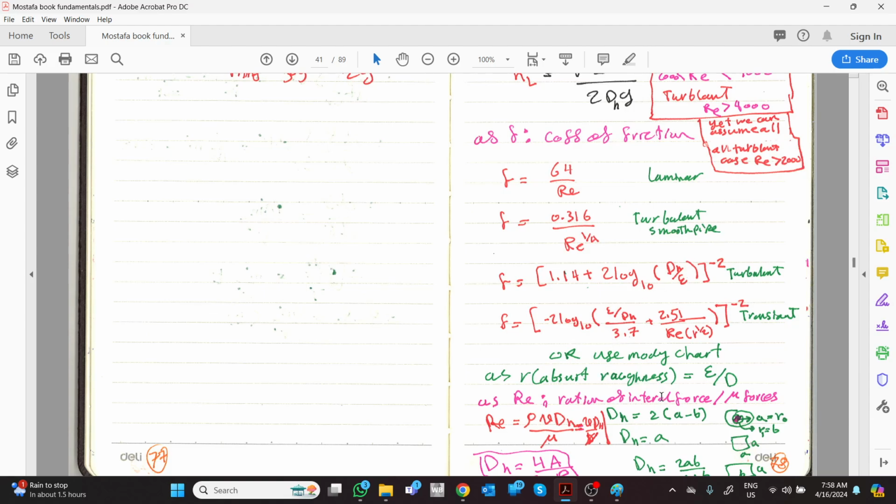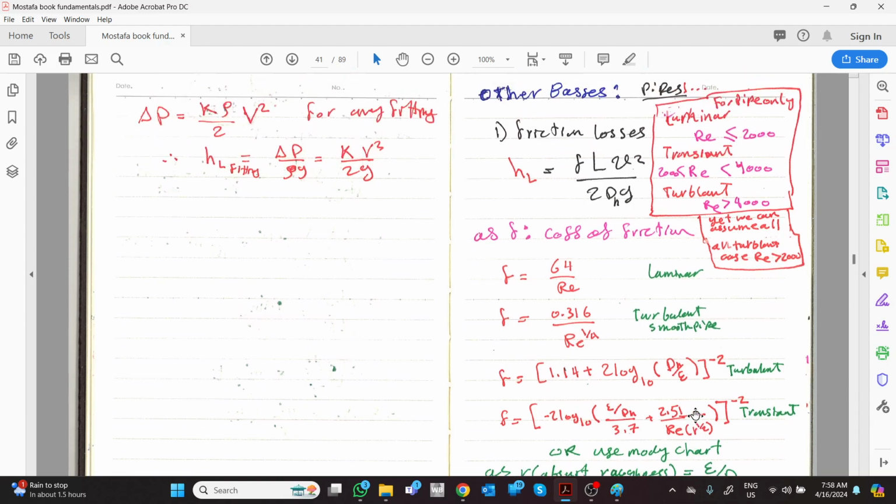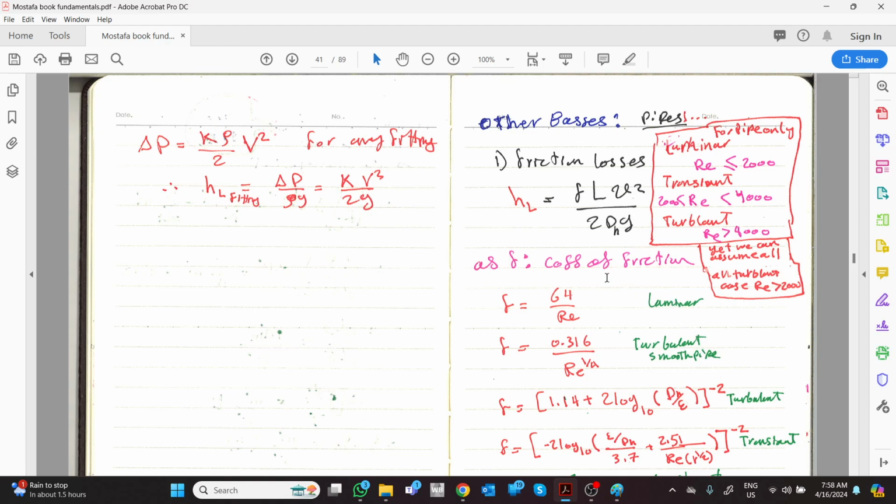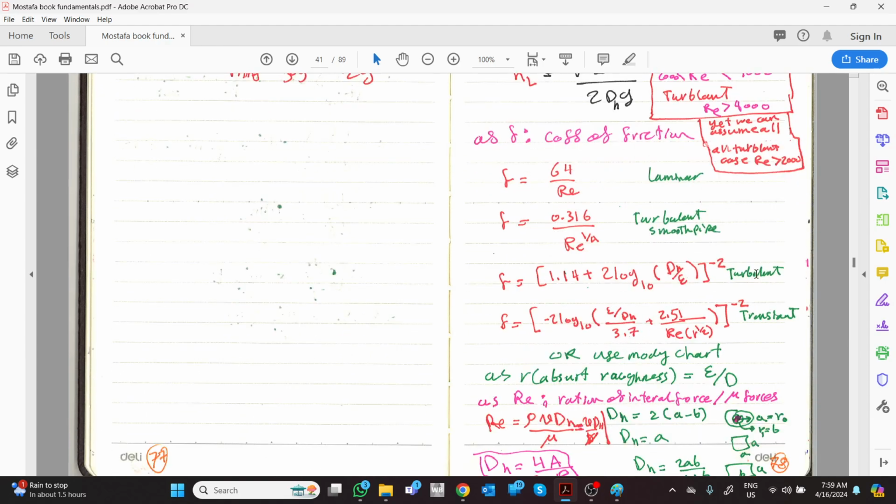Reynolds number is a relation: the inertial force divided by the viscous force. And the hydraulic number, this one is A plus B. Now the coefficient of friction f: you can use the Moody chart, or you can use this equation, which is 64 over Reynolds number for laminar, and for turbulent in a smooth pipe it is 0.316 over Reynolds number to the power of 1 over 4.